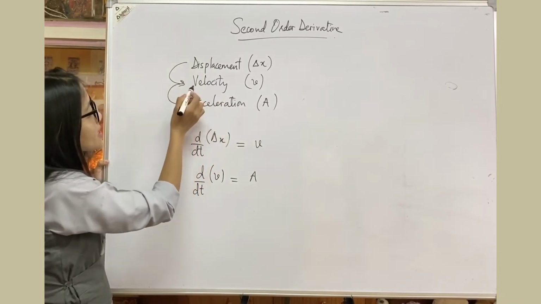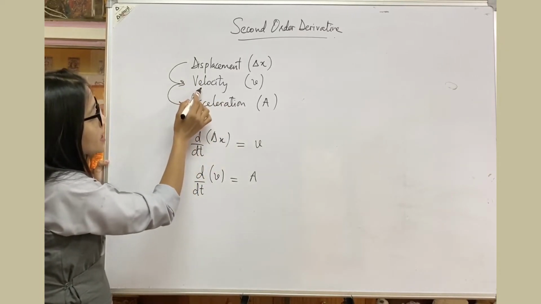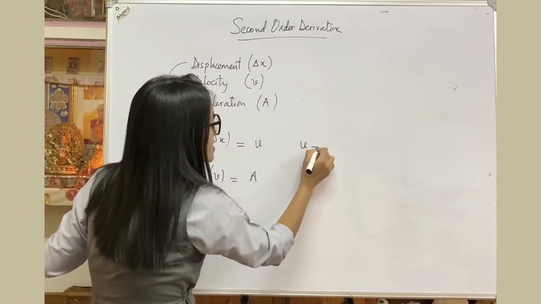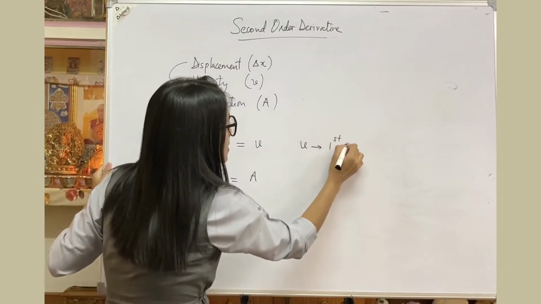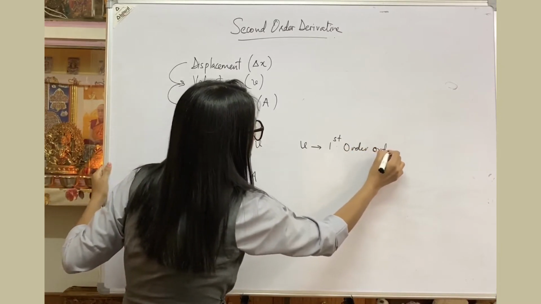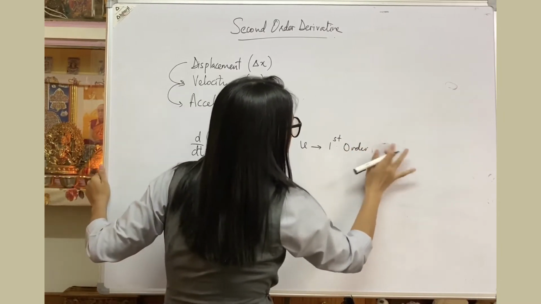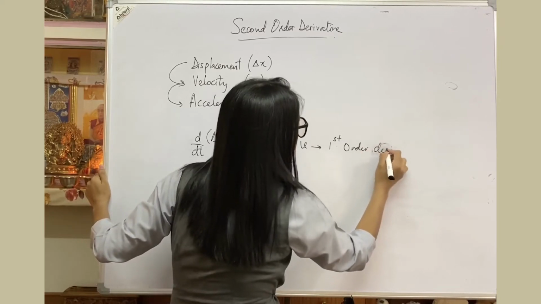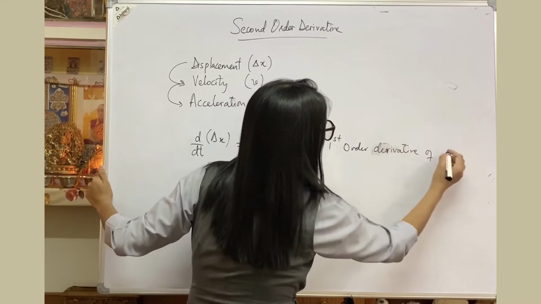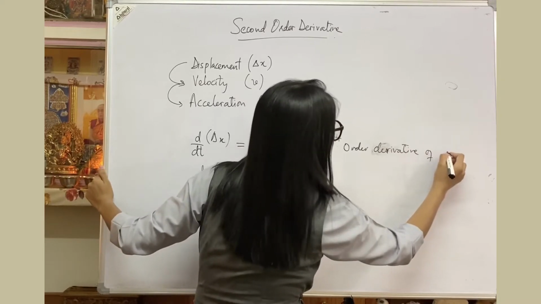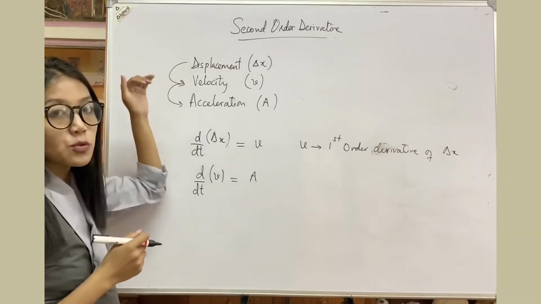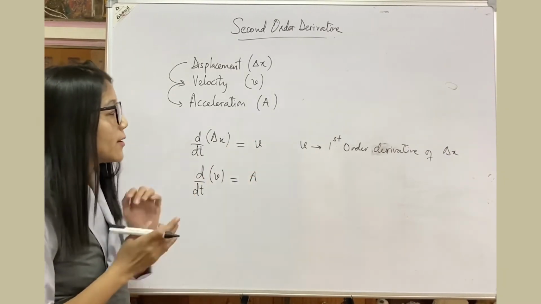In short, we can say that velocity is the first order derivative of displacement, right? Okay, so when you differentiate displacement once with respect to time, you get velocity, okay?